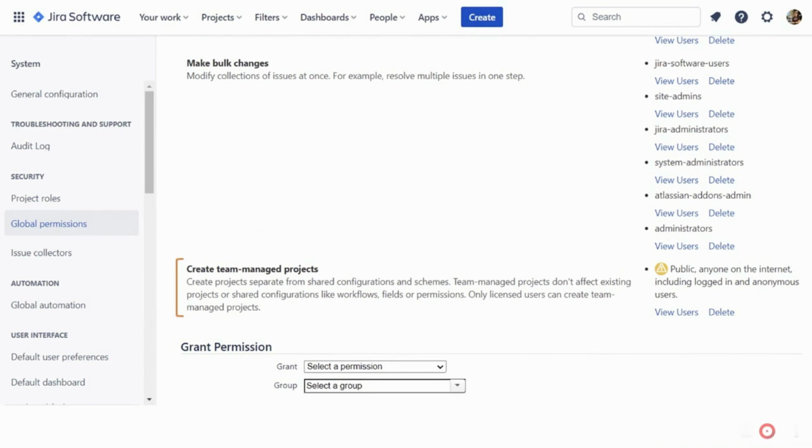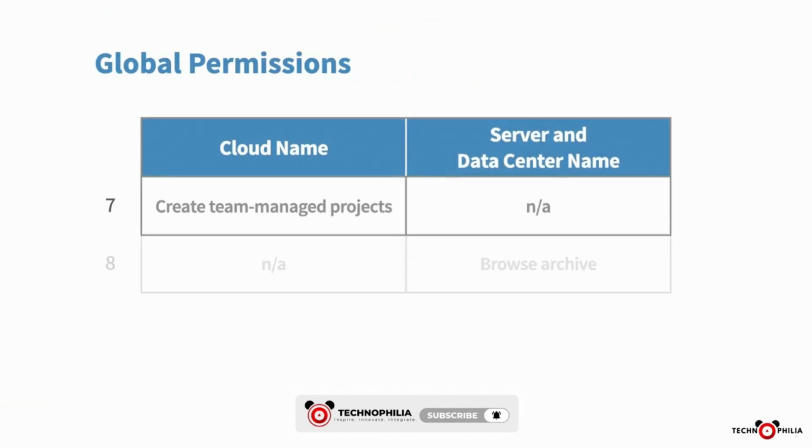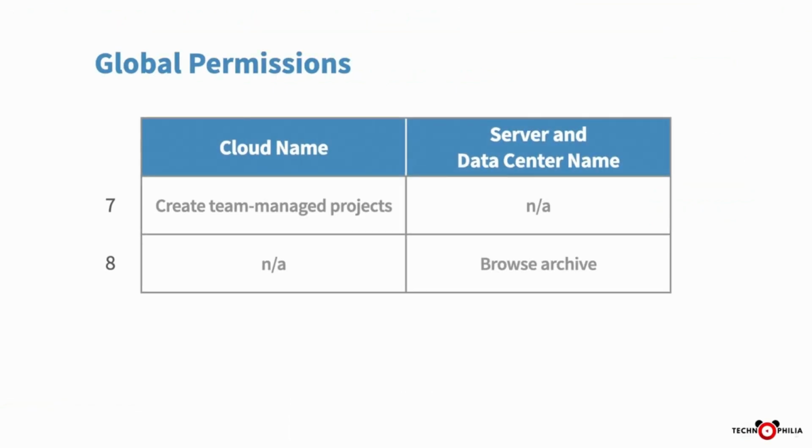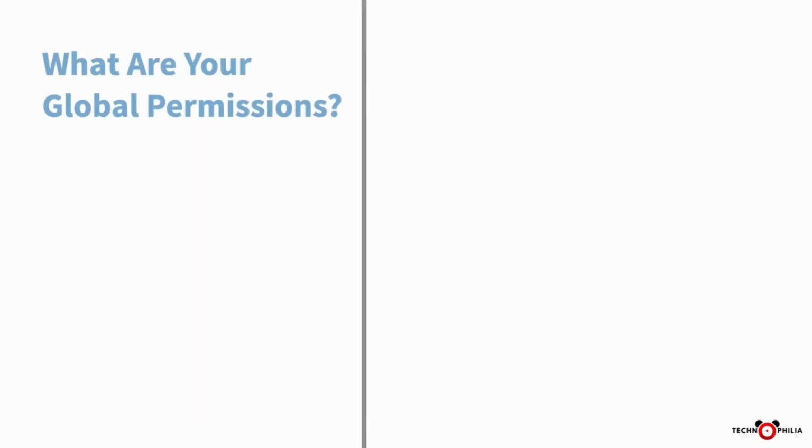The default setting is to let everyone create these. You can leave the default setting as is or limit the ability. I like to limit this to the Jira admin team or a small group of power users. The final global permission is Browse Archive, which lets users access issues in archived projects.